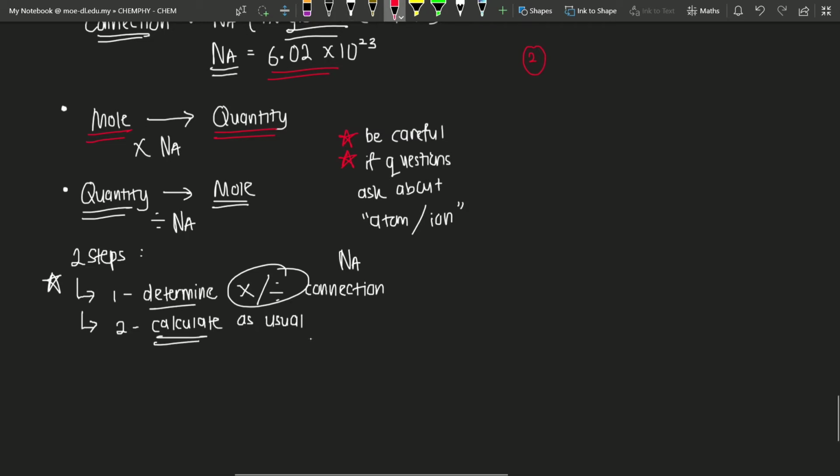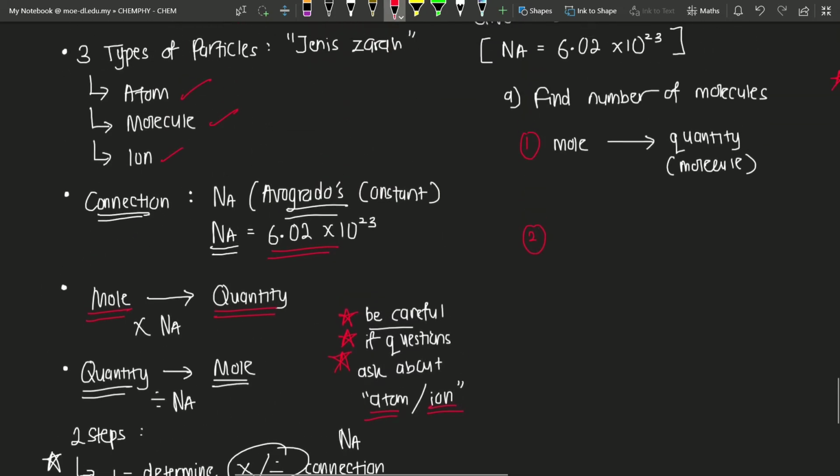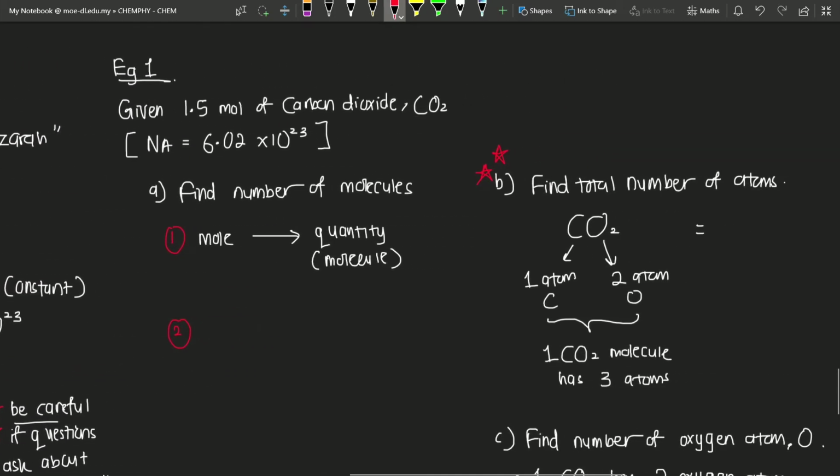So look at these stars. You must be careful if the question asks about atom or ion. That one is quite tricky, so we will take a look at an example. So, first example.